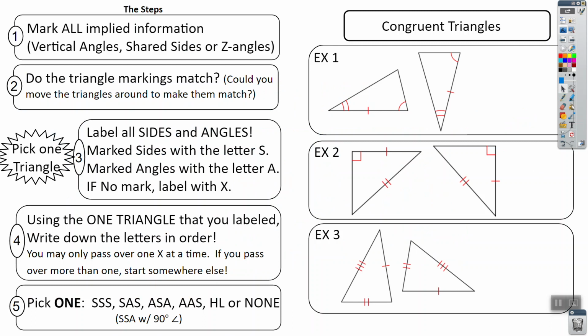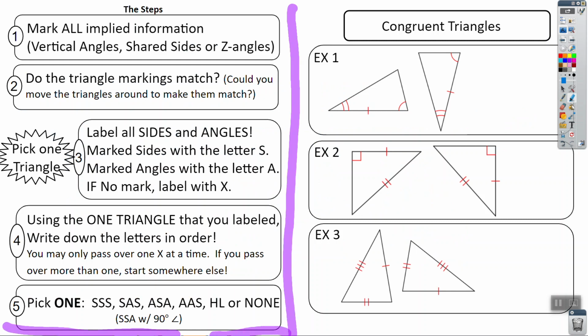Now, this looks really complicated. This stuff over here on the left is just what I'm going to be doing. Follow it along if you want. So, step 1, I have to figure out if there's any implied information. All the triangles I've given you, they don't even connect. So we're not even going to worry about step 1.